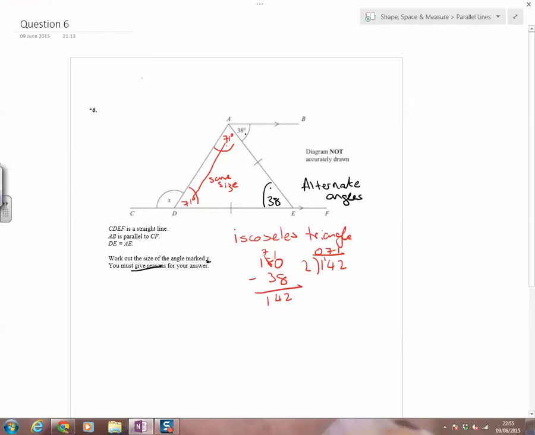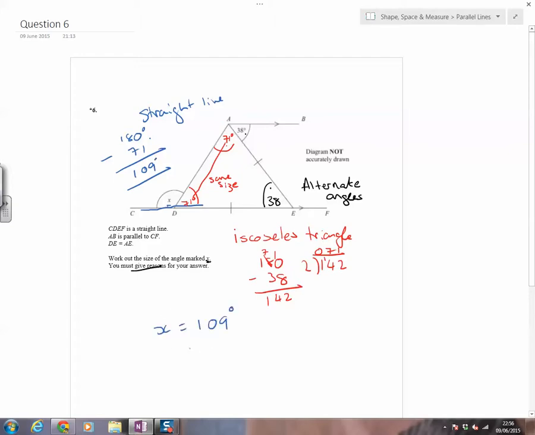Unfortunately though, we haven't finished there, because I need to work out this. Now this bit is on a straight line, and we know that angles on a straight line add up to 180 degrees. At the moment we've got 71 degrees, so taking them away and we'll find that we need 109 degrees. So x equals 109 degrees.